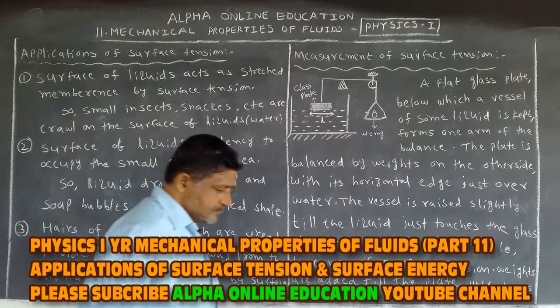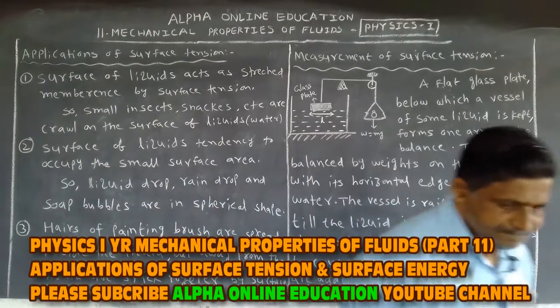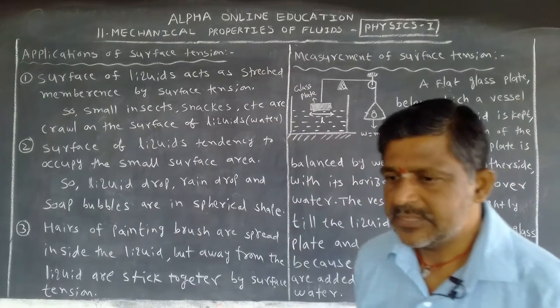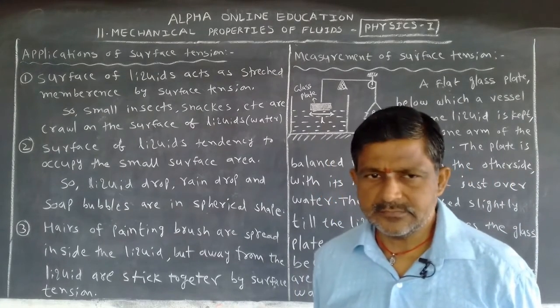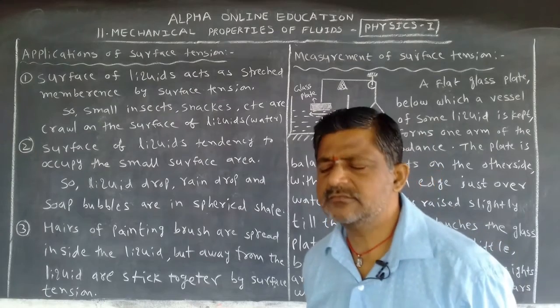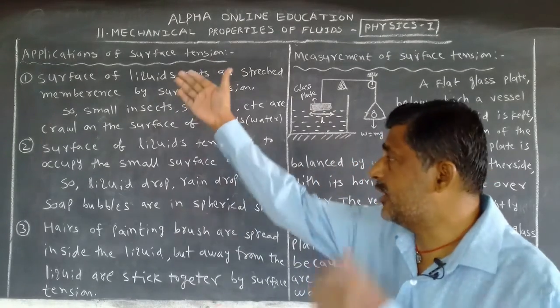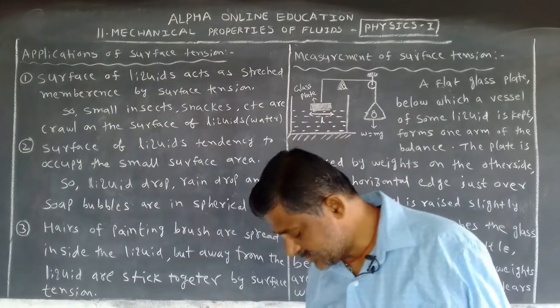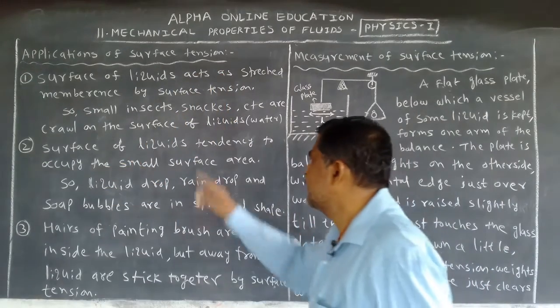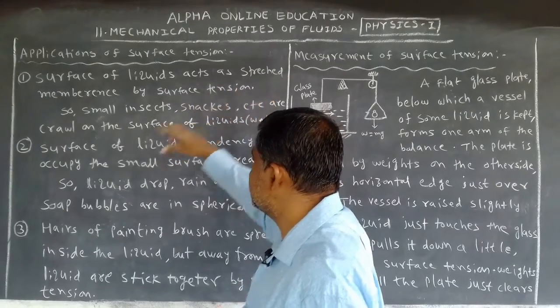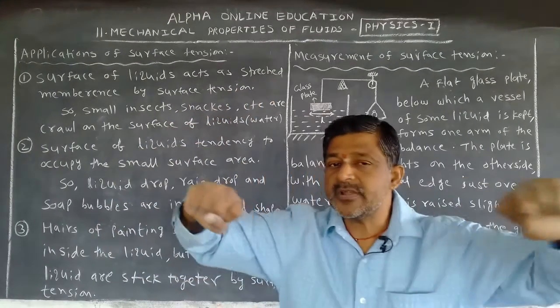Now, surface tension is a property exhibited on the surface of a liquid. A number of applications are involved in it. Now I will write only a few examples or applications. The surface of a liquid acts as a stretched membrane.